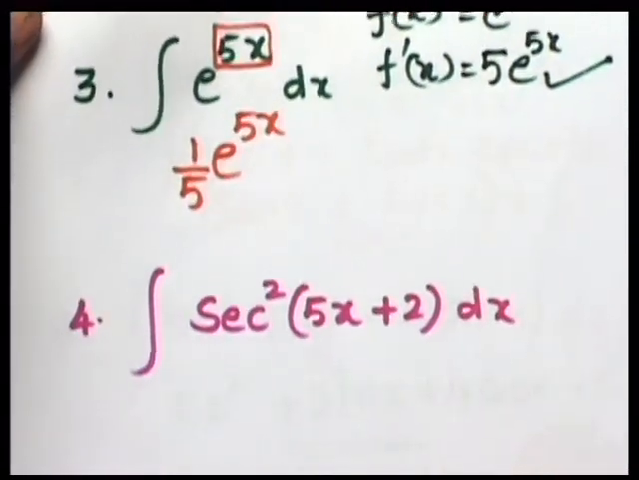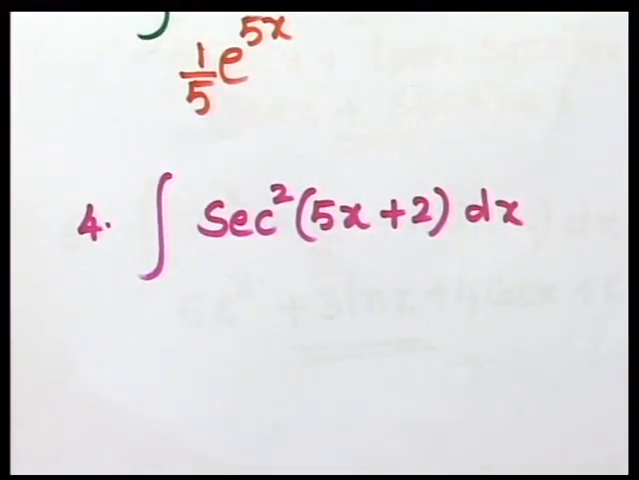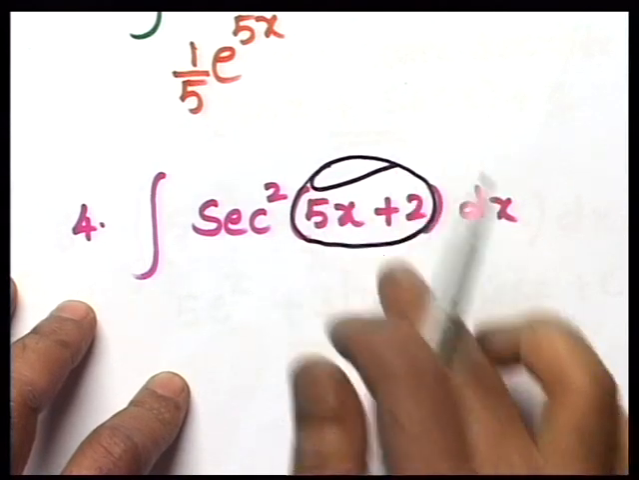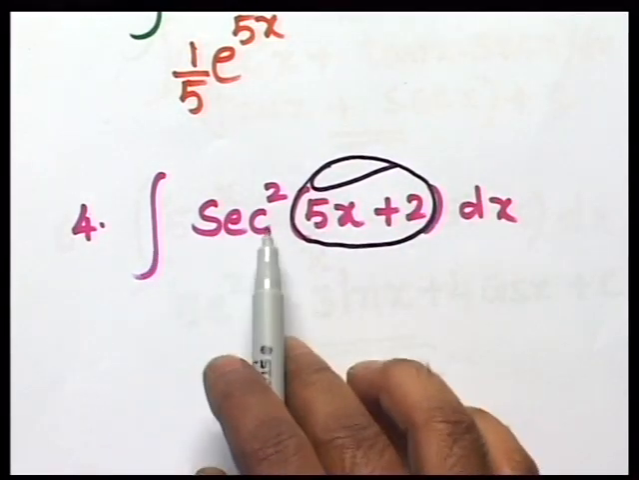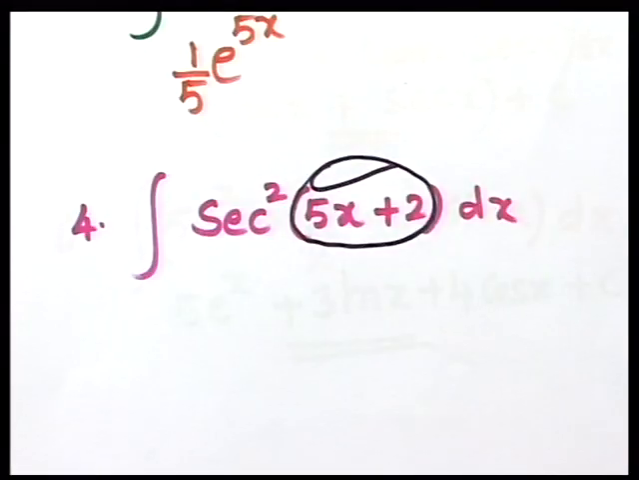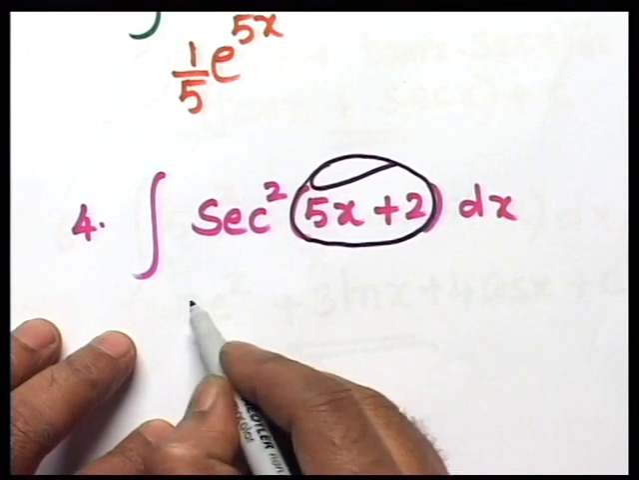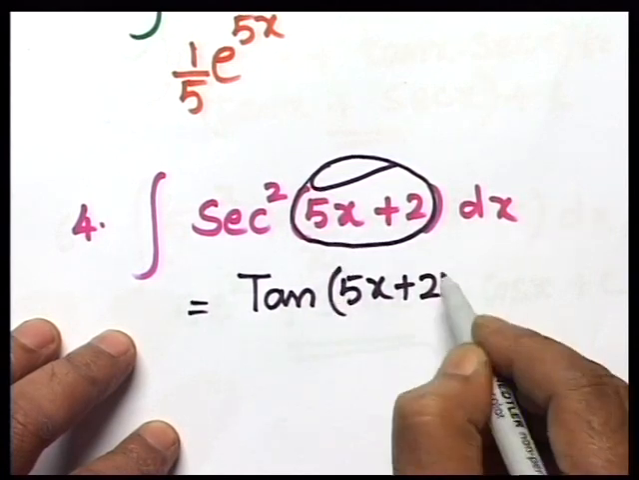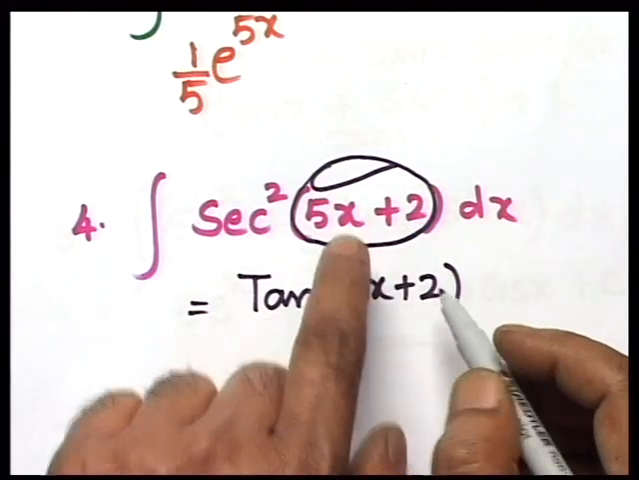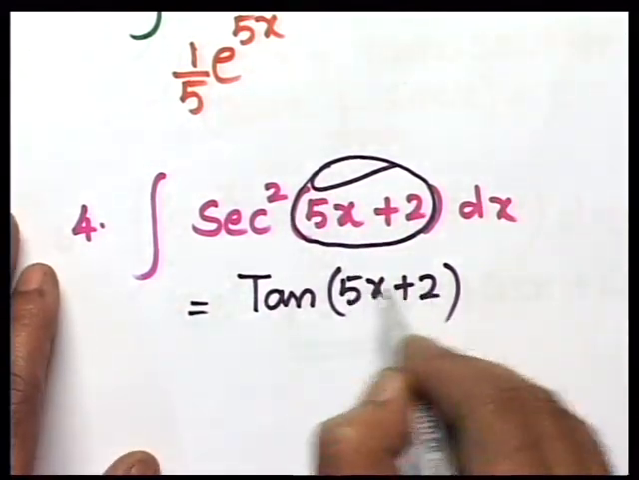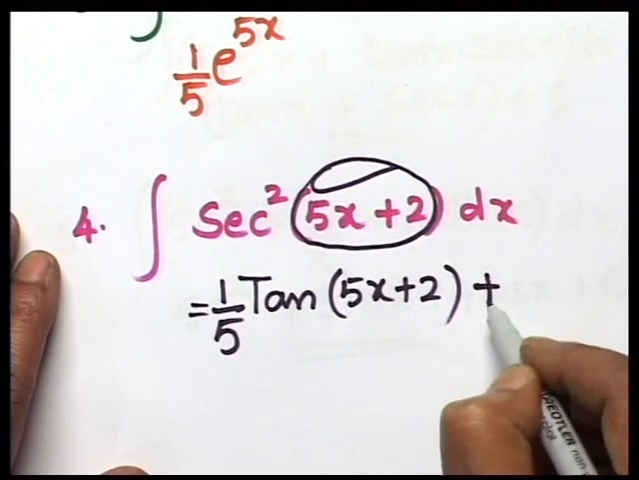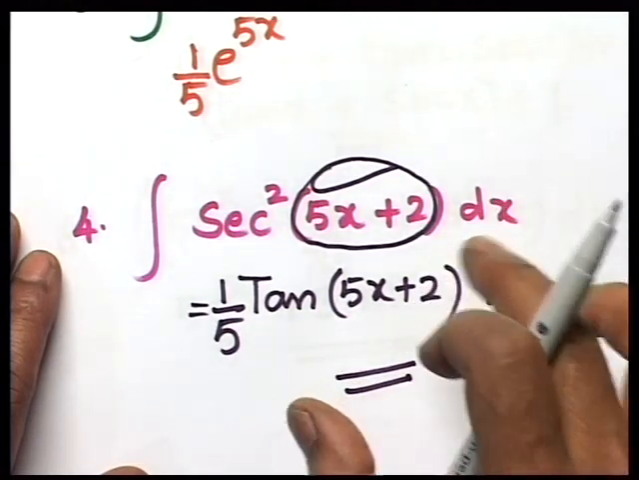All right? Question 4. The first few sums, as I said, we do slowly and then maybe we pick up the speed. Sec squared theta, watch there. The whole thing is theta. Do we know the integration of sec squared? Is this a standard function? Yes, it is. Integration of sec squared is tan. So let's write tan and then that big theta, which is 5x plus 2 inside the bracket. Because it's not theta, it's 5x plus 2, we differentiate the bracket only. We get a 5. We divide by 5. So it's a fifth tan(5x plus 2) plus c. Reverse of the chain rule.